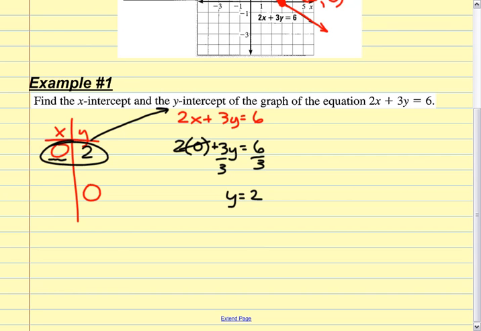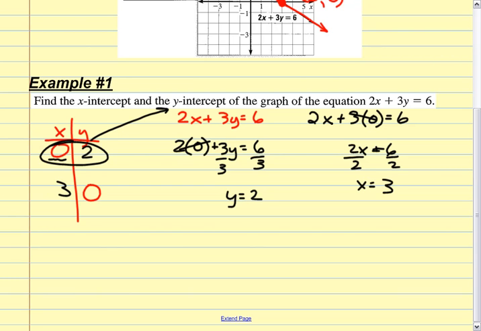Okay? Well, let's plug in 0 for y to find out what the x-intercept is. This just goes away. 2x equals 6. Divide by 2, and x equals 3. So the x-intercept is 3.